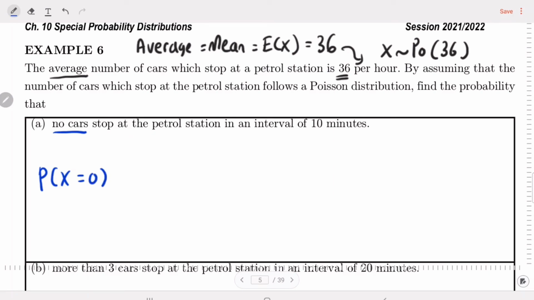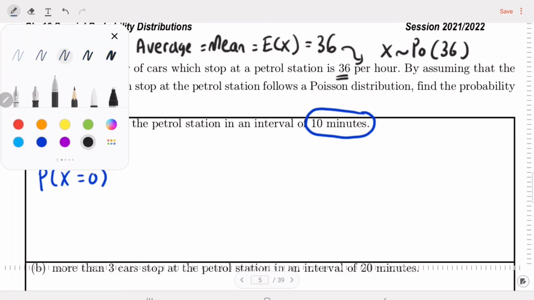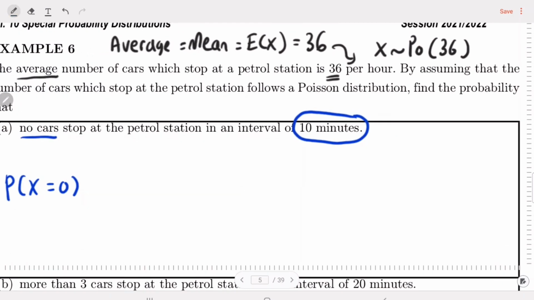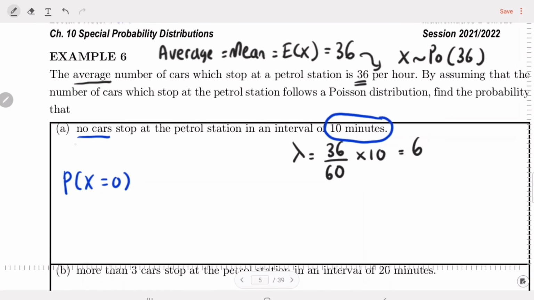But since the interval time is just 10 minutes, we need to find the new lambda for 10 minutes. In order to calculate it, we need to divide 36. The new lambda is going to be 36 divided by 60. When we divide 36 by 60, we get the lambda for 1 minute and then multiply it with 10. So the new lambda for the interval of 10 minutes is equal to 6. So X tilde Poisson(6).